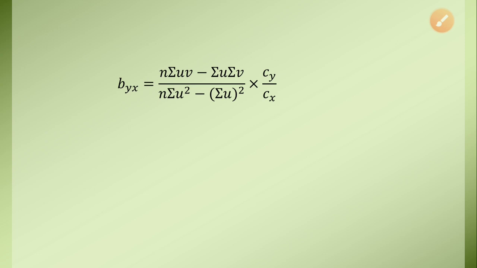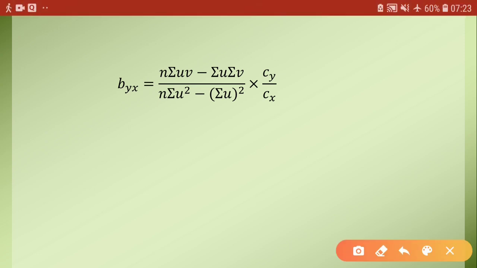Byx is equal to n sigma uv minus sigma u sigma v upon n sigma u square minus sigma u whole square, into cy upon cx. Now you all know what cy and cx are. Cy is the digit divided while forming u, and cx is the digit divided while forming v.